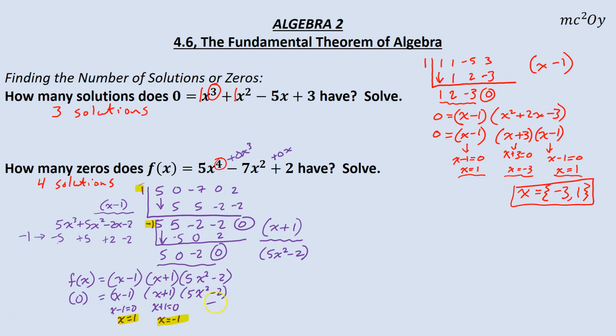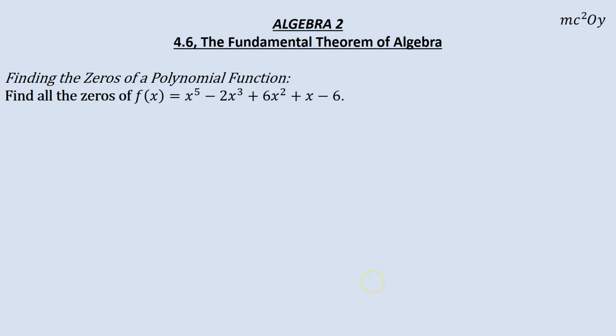The one we didn't have was 5x squared minus 2 equaling 0. That means 5x squared equals 2. X squared is equal to 2/5. Now when I take the root of that, I'm going to have x is equal to the square root of 2 over 5. And when we impose a root, we've got to put that plus minus.